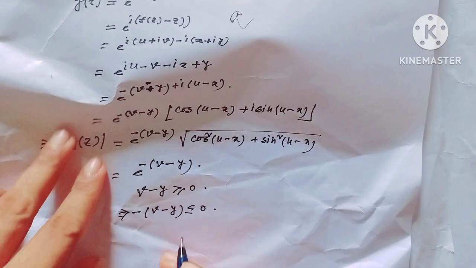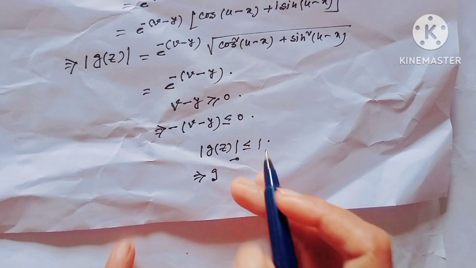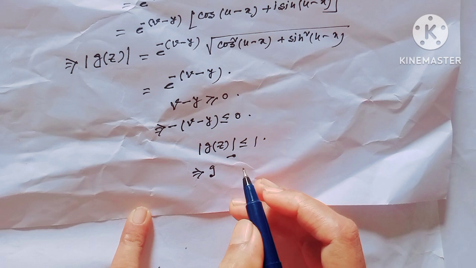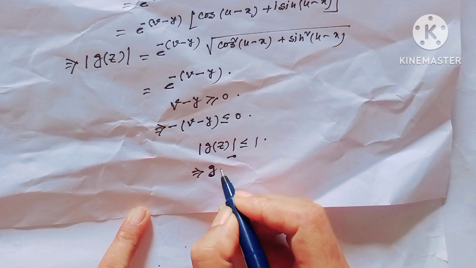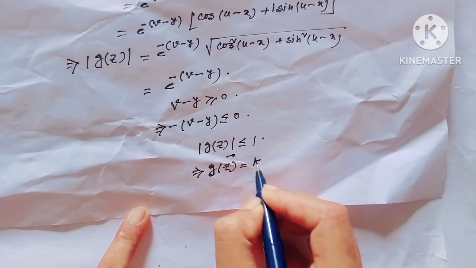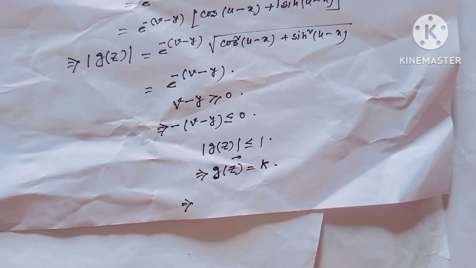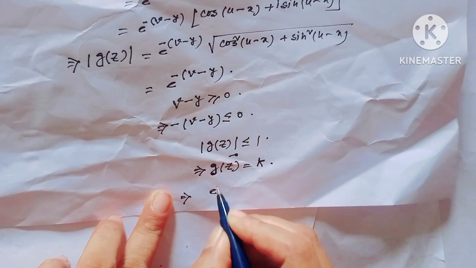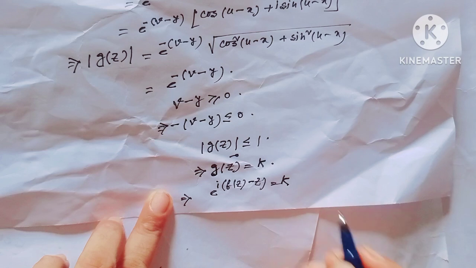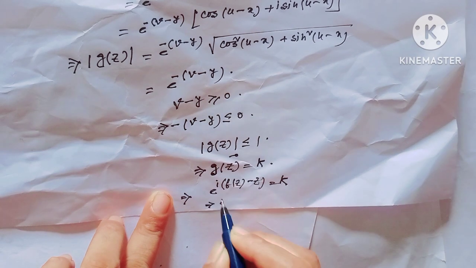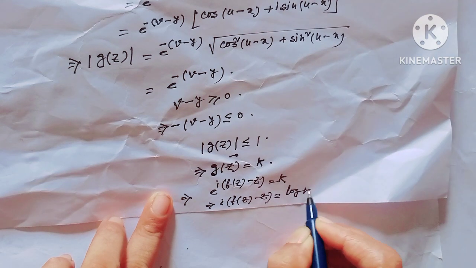That means the absolute value of z is less than or equal to 1, the modulus of z less than or equal to 1. That means the function is entire and bounded. That implies the function is constant. That means e to the power i times (f(z) minus z) is equal to a constant k. So this implies i times (f(z) minus z) is equal to log k.